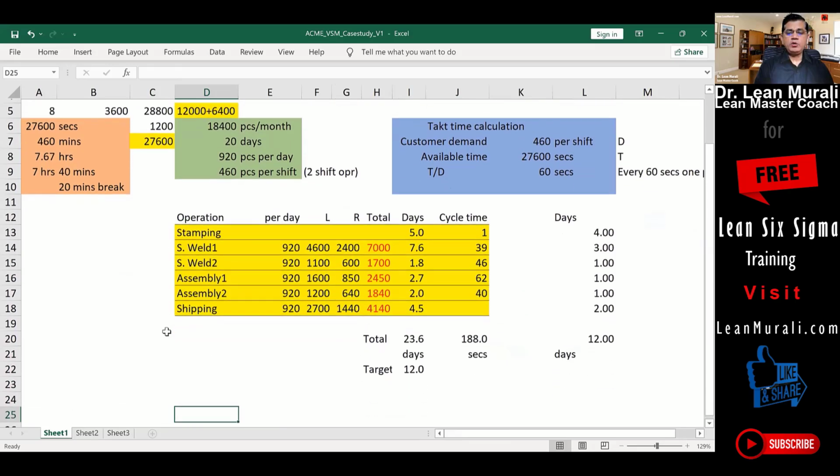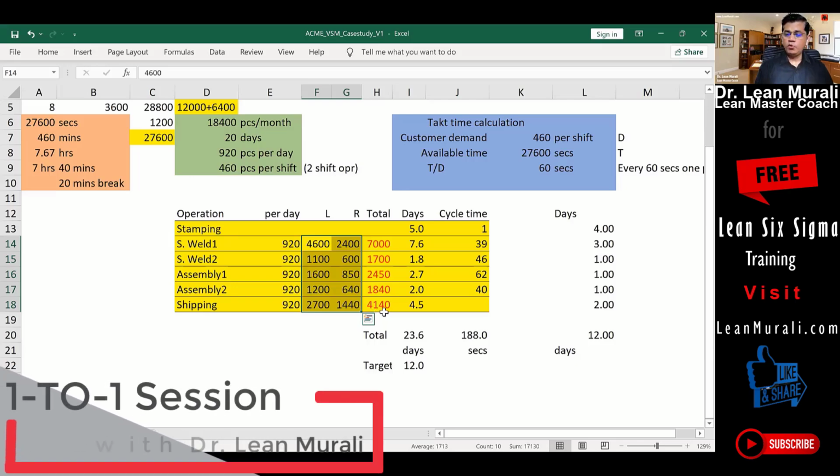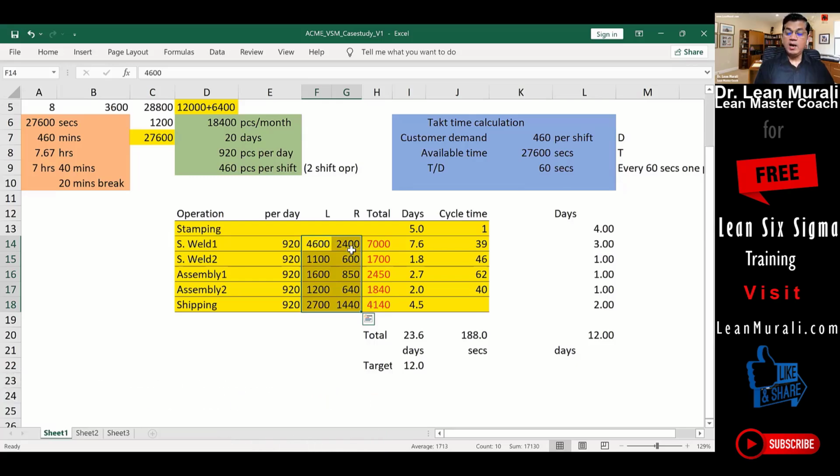So coming back to the various places where we have inventory, we said at various stations we have this inventory. Yes, welding 1, 2, assembly 1, 2, and shipping. And we have 7,000 pieces: 1,700 and so far, up to 4,140. And the 7,000 is 4,600 plus 2,400. All this data is given in the case study in the book Learning to See.